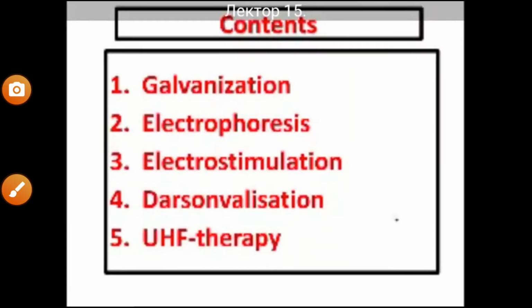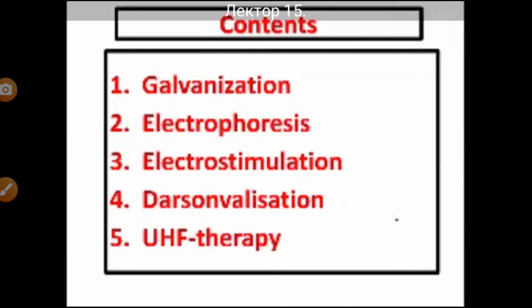Question number 1. Galvanization. Question number 2. Electrophoresis. Question number 3. Electrostimulation. Question number 4. Desenvasalization. Question number 5. UHF therapy.